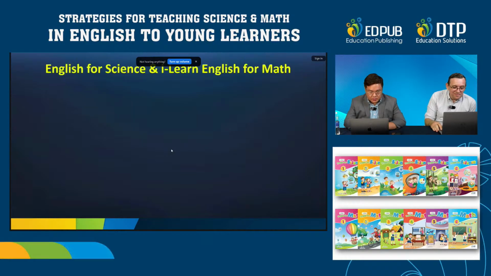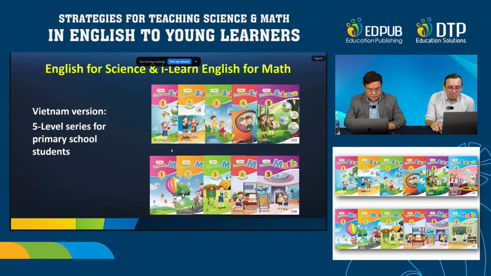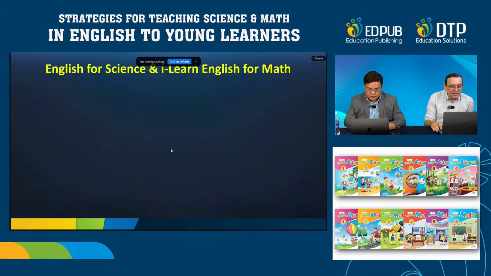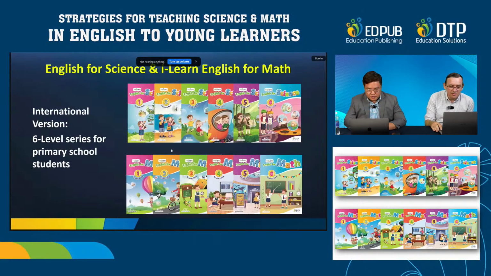Okay, so the first one is appropriate teaching materials. I'm going to show you a book that we've worked on called English for Science and English for Math. So it should be I Learn English for Science and I Learn English for Math. We have two versions. We have a Vietnam version, which is a 5-level series for primary school students. And we also have the international version, which is pretty much the same, but obviously we have a 6-level series, as most international primary schools have 6 levels.